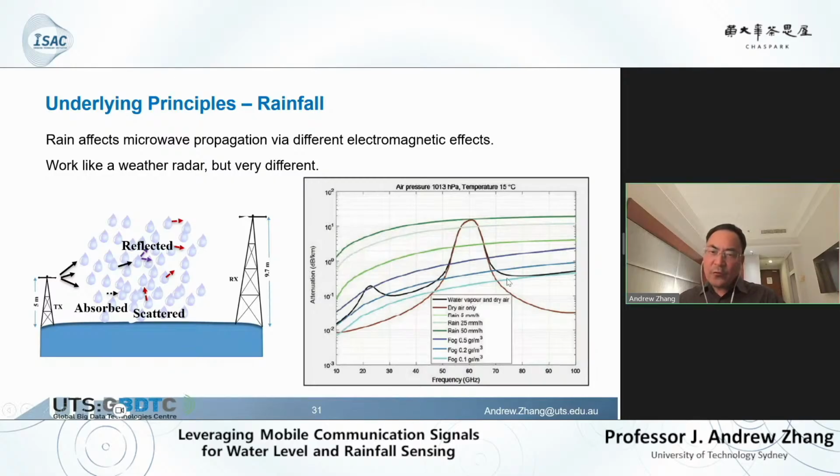Only when the carrier frequency is relatively large, for example, at 60 gigahertz, then we can see sub dB or even larger than 1 dB attenuation. So this means rainfall sensing via radio signals seems only feasible for high frequency signals and or over a long distance propagation.